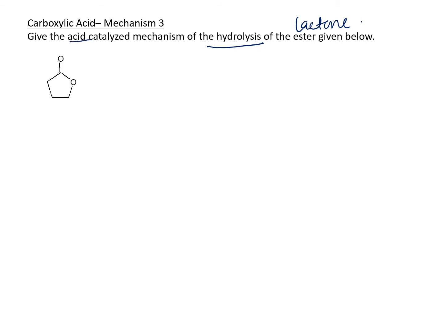So the best thing to do first before we do anything else is to see where we are going, what's our goal. So what are the products that we will be getting as a result of hydrolysis for this one in the presence of acid? Since we have an ester and we are adding water to it, we are going to be getting an alcohol and an acid as a result, because that's what esters are formed from.